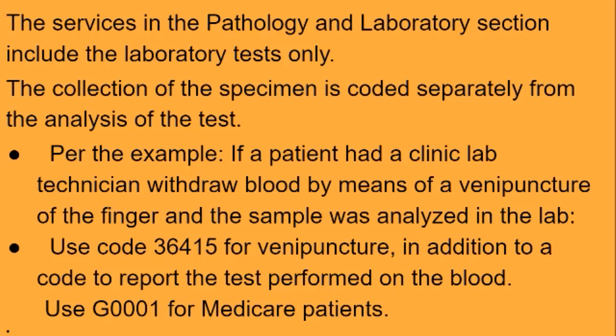The services in the Pathology and Laboratory section include the laboratory tests only. The collection of the specimen is coded separately from the analysis of the test. If a patient had a clinic lab technician withdraw blood by means of venipuncture of the finger and the sample was analyzed in the lab, you would use code 36415 for the venipuncture, in addition to a code to report the test performed on the blood.